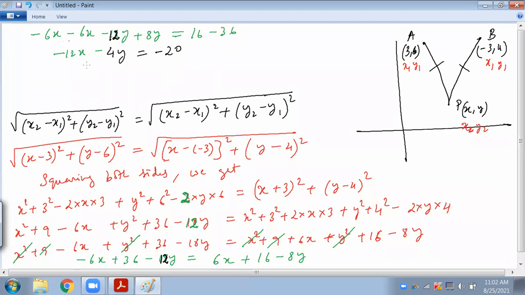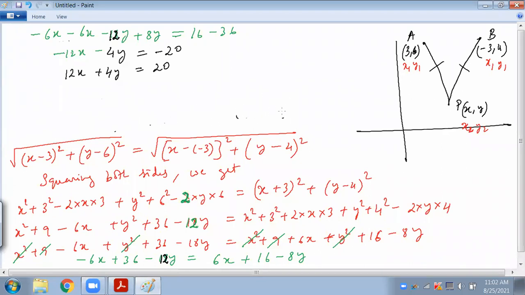Now what you can do is, all the terms are negative. Our first term is negative, so we can change the sign of everything. Now we can reduce it. All the terms we can divide by 4. So we'll write dividing both sides by 4. And if you divide both sides, we'll get 3x plus y equal to 5.